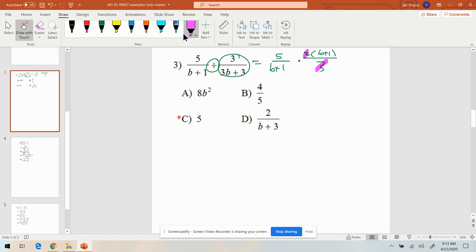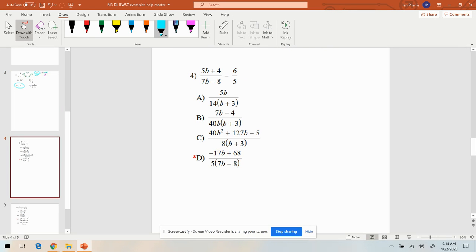Let's see. That cancels with that. Let's see what else happens. This cancels with this, and look what's left over. It's just 5, just like it shows right there on the answer, right? Now let's do a much more difficult one if we're supposed to subtract.